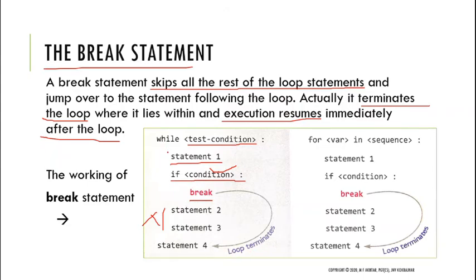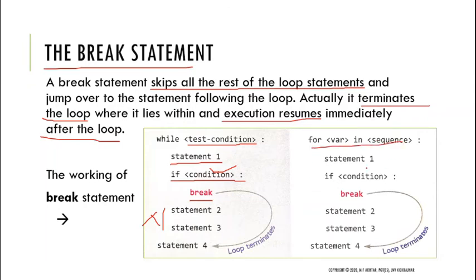Up to statement 3 is in the loop, because these statements are indented, these statements are the block statement. So the while will execute or repeat statements up to statement number 3. The fourth statement is out of the loop. Now the break statement comes out of the loop and won't execute statements 2 and 3, and it resumes the execution from statement number 4.